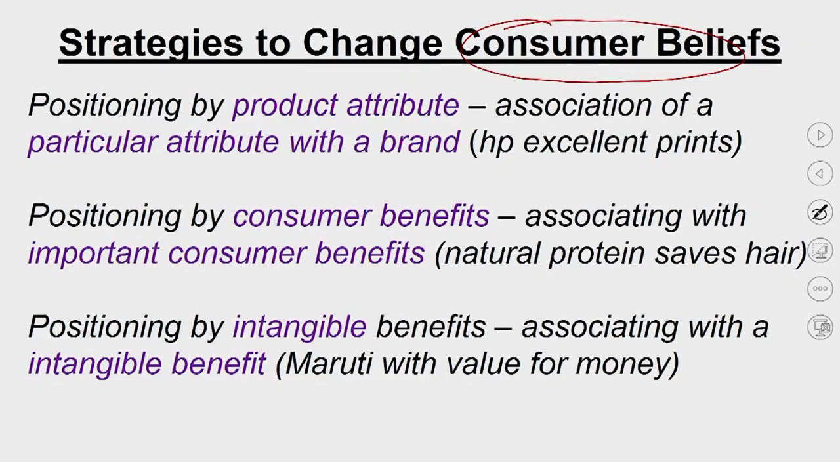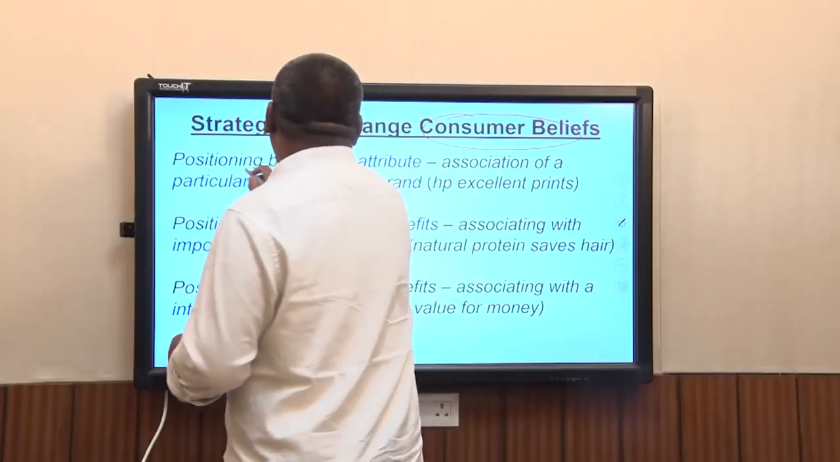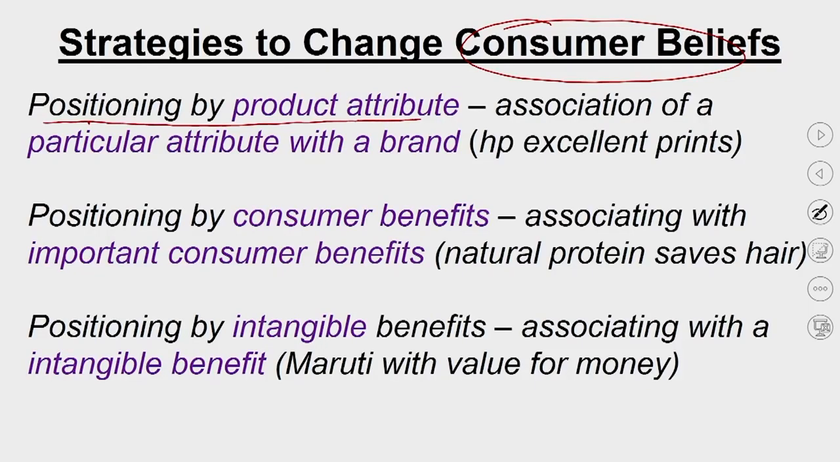So let's look at some of those strategies which are used by marketers to change consumers' belief, consumers' knowledge about a product. One is positioning your product with an attribute. If you position the product by a particular product attribute, that can change the belief of the consumer, that can change the knowledge of the consumer, that can change the way the consumer reacts to a particular product. For example, association of a particular attribute with a brand.